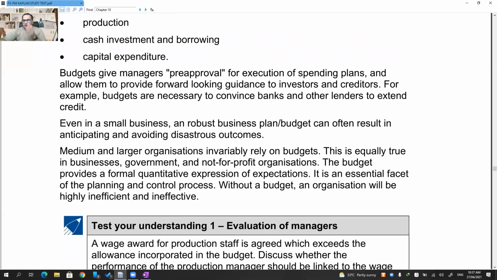Capital expenditure, just like I told you, a bike or a car or something you wanted to purchase. So basically, how do I do that? That's what we are going to talk about.